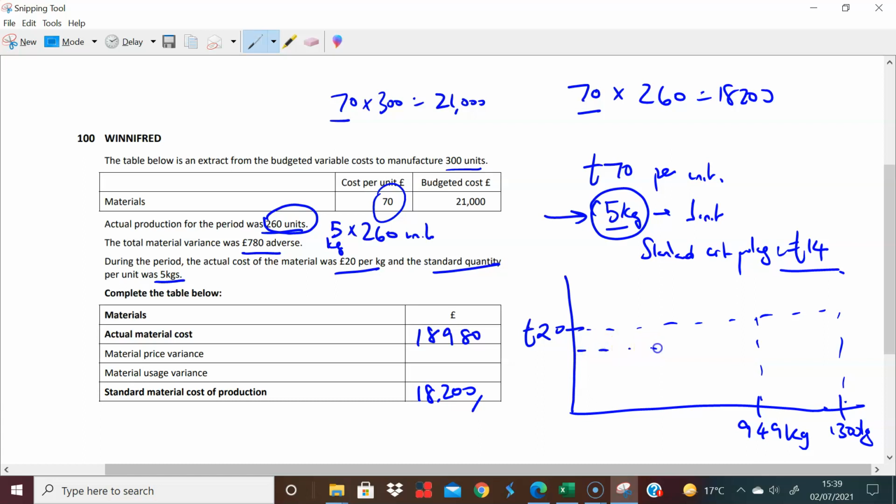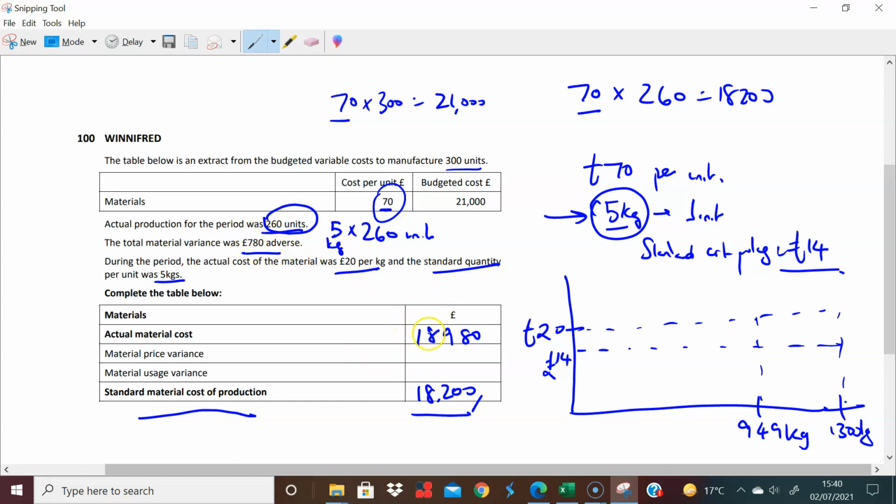So here we have 14. So now we can solve this problem quite nicely. With backward variances, in a way, you're looking at the information you have to arrive at the information you need. The standard material cost of production I found out because I know that £70 times 260 units is what I expect you to spend. I now add the 780, and that's what you're always going to be doing. You will now adjust that to know what you actually did spend.